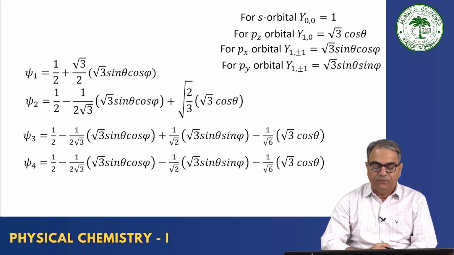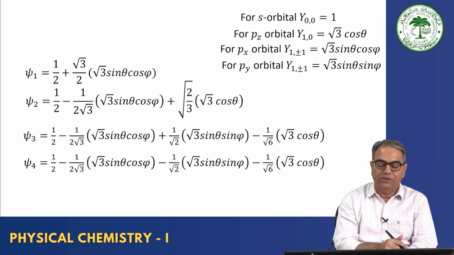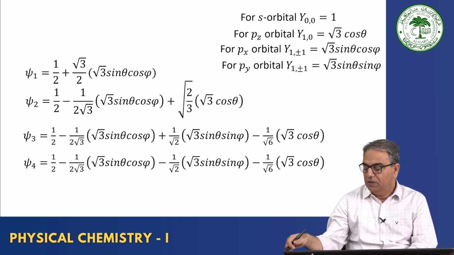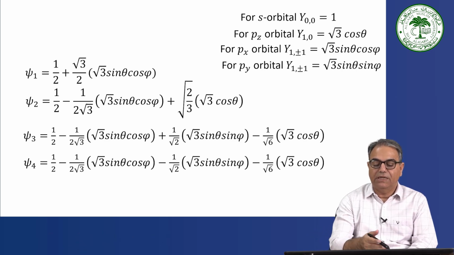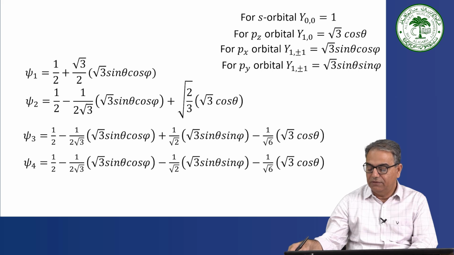If I use this, then in terms of these spherical harmonic functions I have written psi 1, psi 2, psi 3 and psi 4. It's nothing but the value I have put here for psi px, psi py, psi pz, and you get these equations. Okay, that's very easy for you to see.